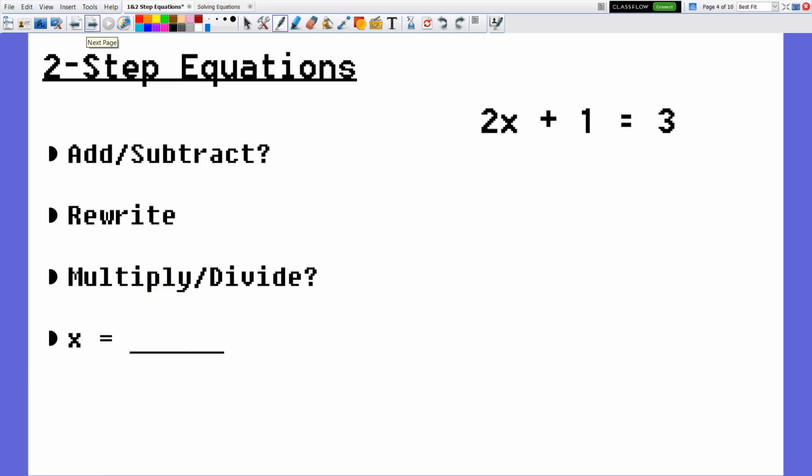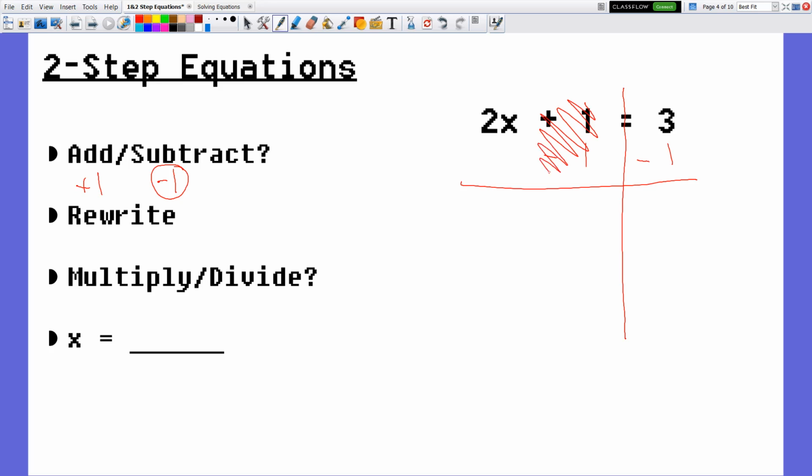Second problem. Divide it in half. Do I see any addition or subtraction? Yes. Adding 1. What's its inverse? Minus 1. I'm going to circle it because that's what I'm going to rewrite on both sides. Whenever I do inverse operations with adding and subtracting, it's always 0. That's why I'm just going to mark it out like that. I'm going to rewrite what I didn't mark out. 2x equals 3 minus 1 is 2. I just rewrote right there.